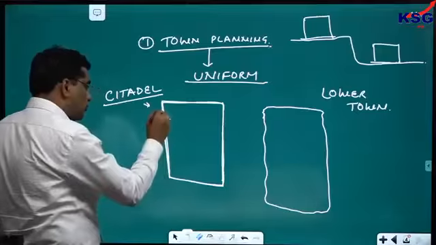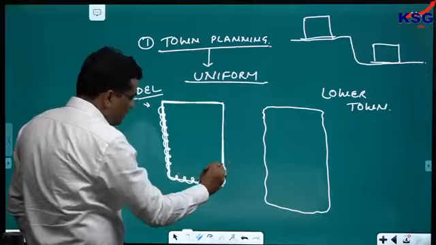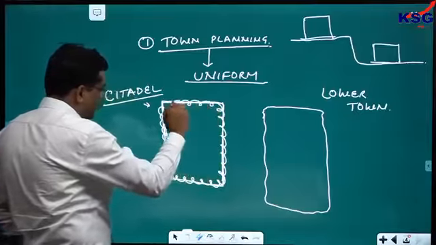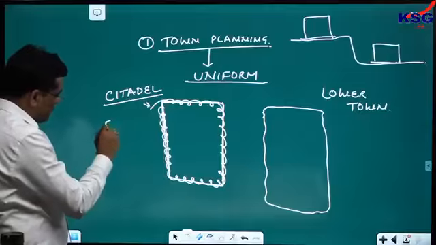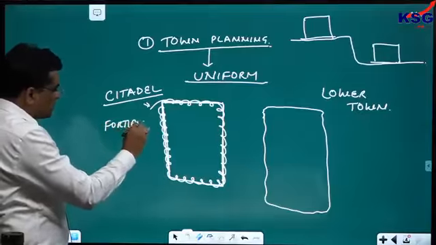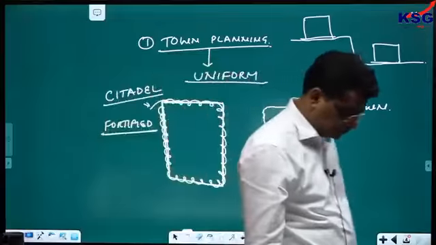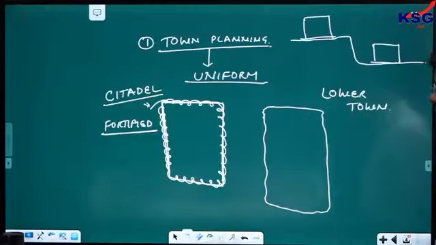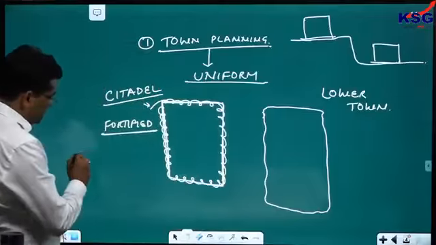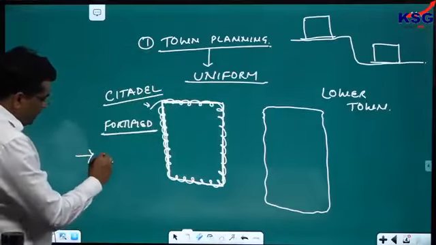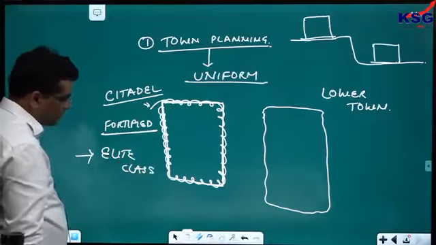The citadel was fortified. Either it was surrounded by bricks or stones, but it was a fortified place. This is the structure of the city. The citadel was meant for elite class people. It was the residence of elite class people.